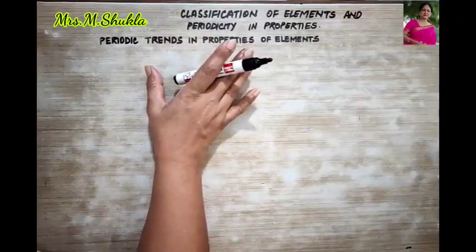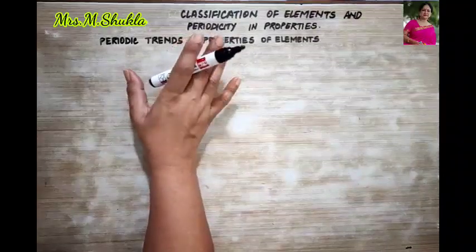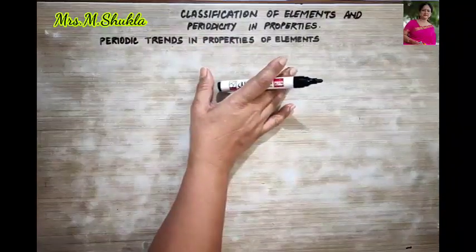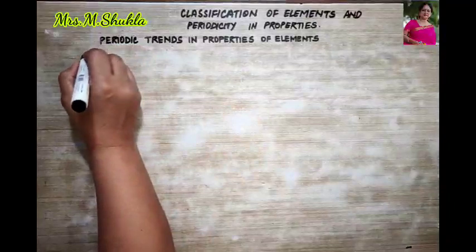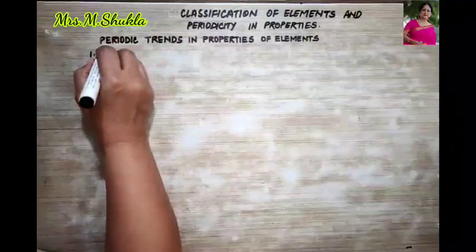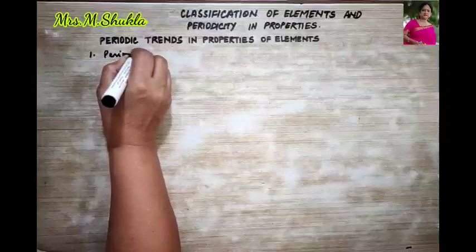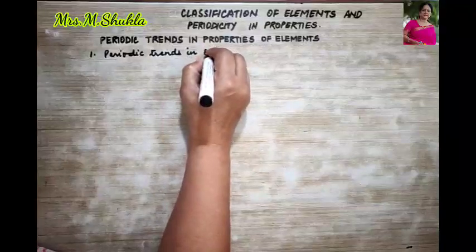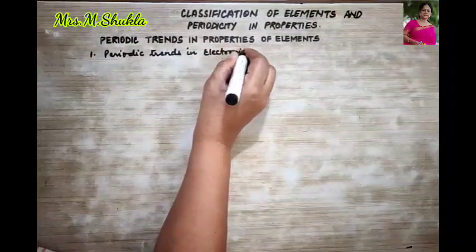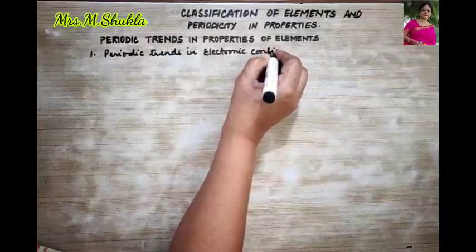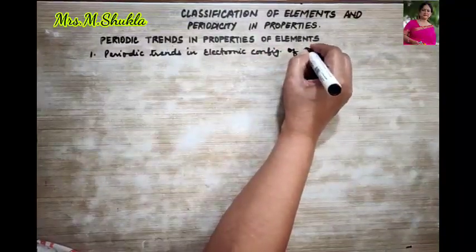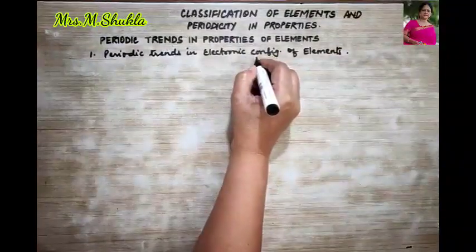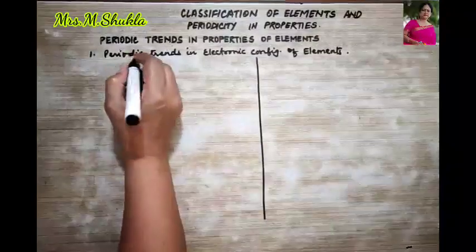Okay, so the periodic trend in properties of elements is governed by electronic configuration. So today we are going to study how the periodic trend in electronic configuration of elements happens across a period and down the group. We are first going to talk about the periodic trends in electronic configuration of elements.